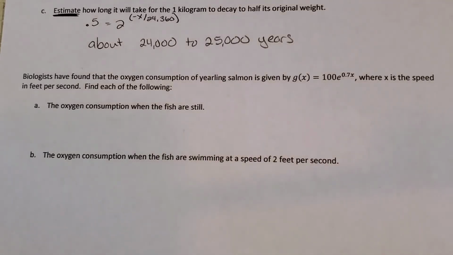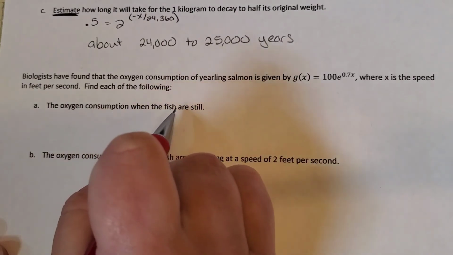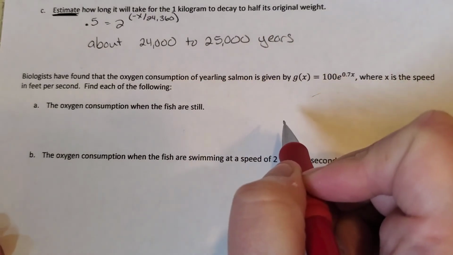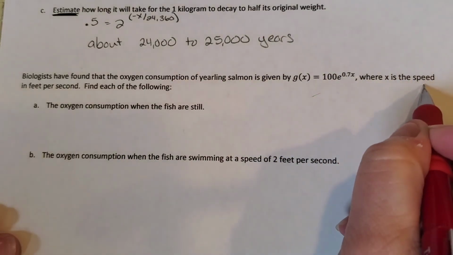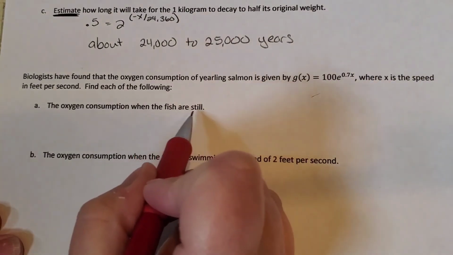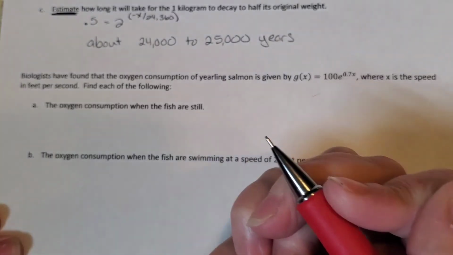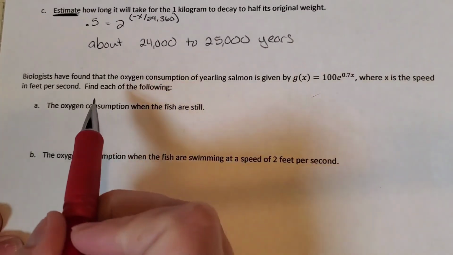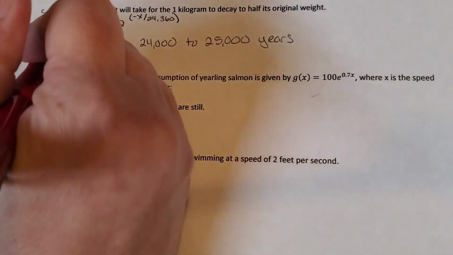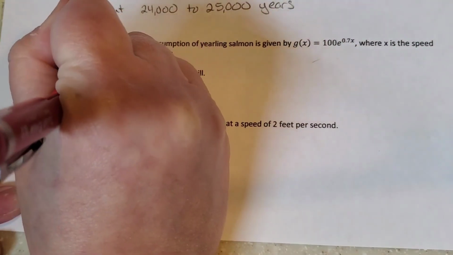Okay, welcome back. On the first one, we're looking for the oxygen consumption when the fish are still. Remember, in our equation, the g of x is the oxygen consumption. X is the speed in feet per second. It's how fast the fish are moving. Well, if the fish are still, they're not moving. And so their speed would be 0 feet per second. So we're looking for how much oxygen they are consuming at 0 feet per second on this first one. So we're going to plug in 0 for x, and we're going to solve for the g.